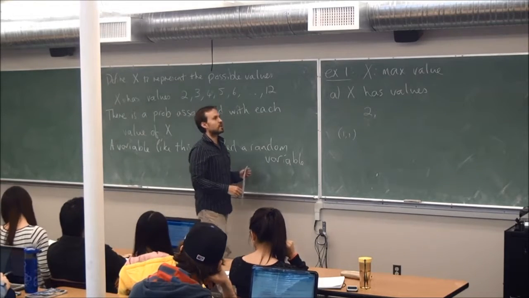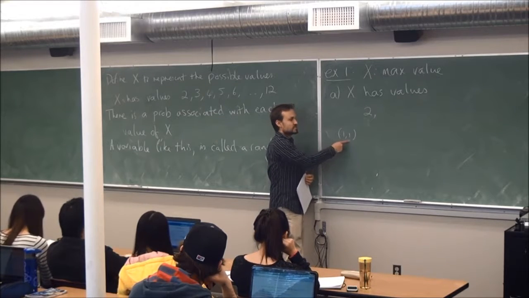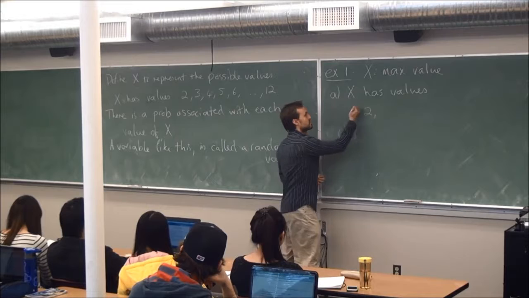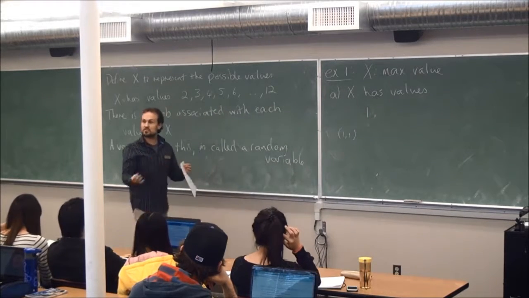Maximum means the highest possible outcome among these dice rolls. What is the highest number? 1. So the corresponding value of x is 1. The biggest of the two.